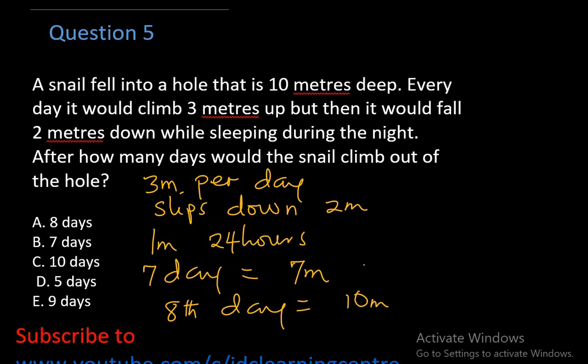Okay? So, it will crawl 3 meters. Remember, it was already at 7 meters. 7 meters plus 3 meters, it would have crawled 10 meters. Remember what I said. This means that the snail will not sleep again. Hence, the snail will take 8 days to come out of the well. This makes sense, isn't it?